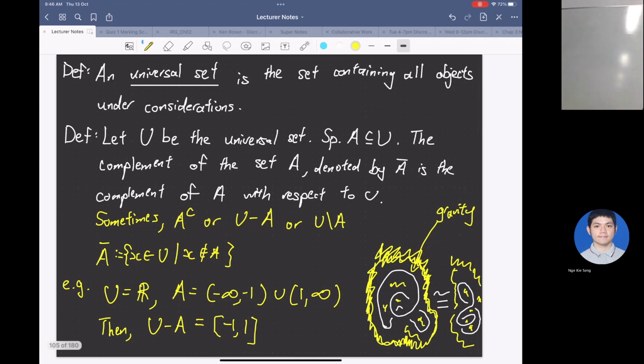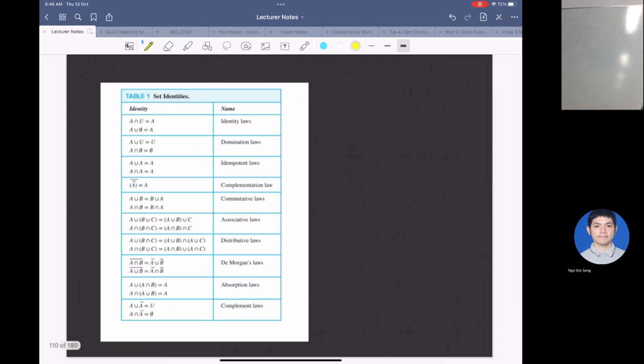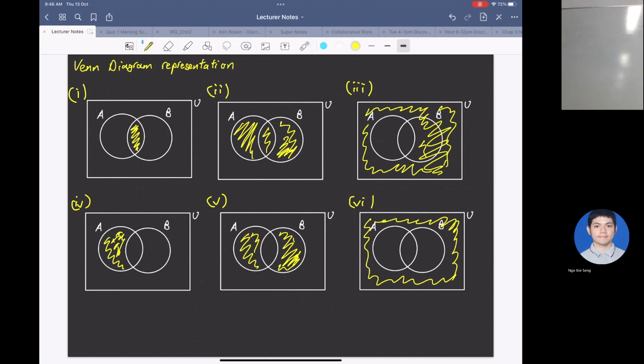So let's stop here and then let you see a diagram. So let's take a break and then we will look at this diagram later. 9:56, we'll resume. Go back to the slide.